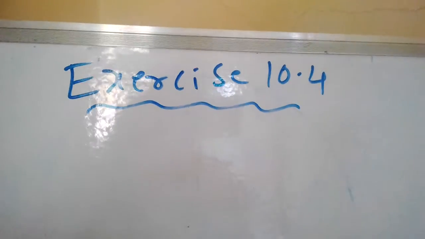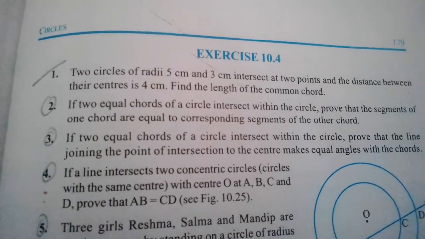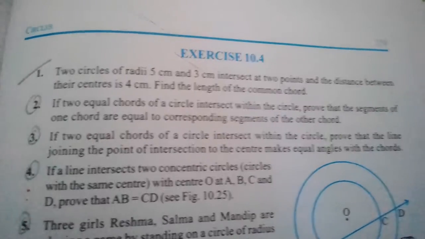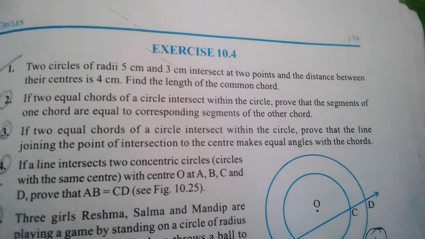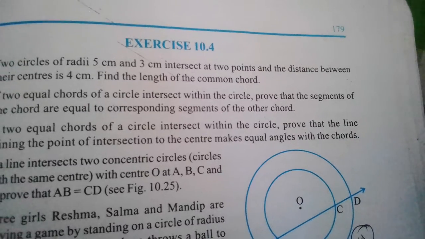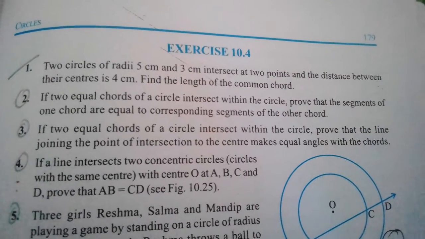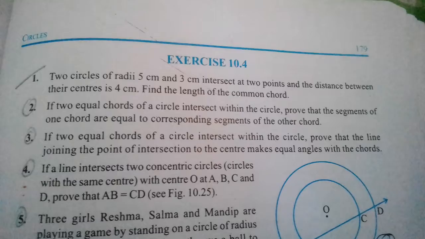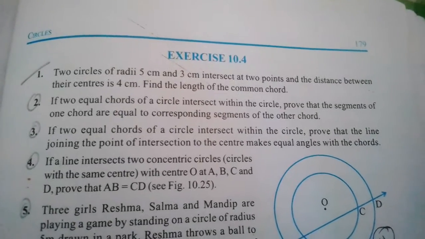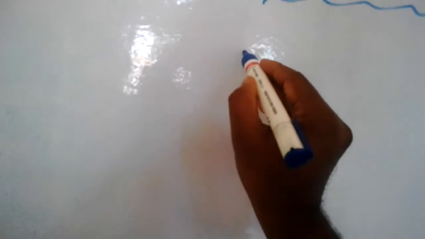Exercise 10.4, the first problem: two circles of radii 5 centimeter and 3 centimeter intersect at 2 points, and the distance between their centers is 4 centimeter. Find the length of the common chord. First I will draw the 5 centimeter circle here.